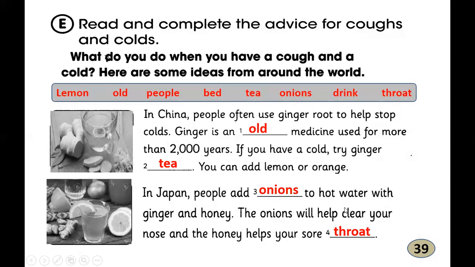In Japan, people add onions to hot water with ginger and honey. The onions will help clear your nose and the honey helps your sore throat. Notice here: honey helps, we added the S for the third person because honey is singular. So honey helps your sore throat.